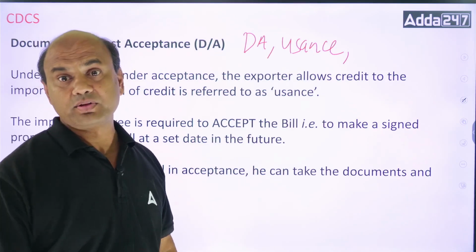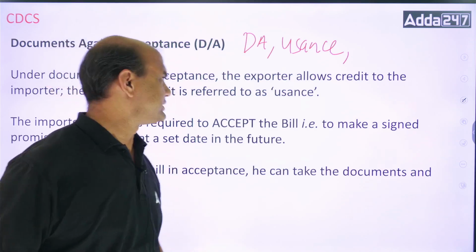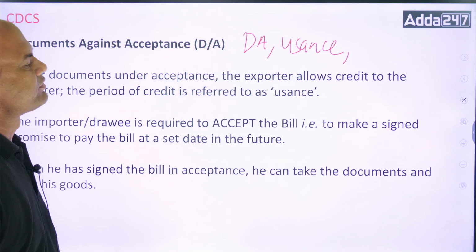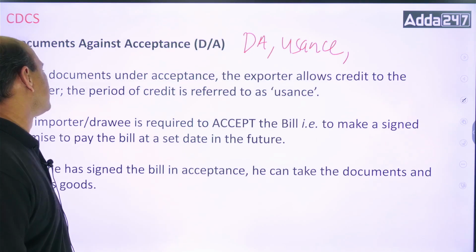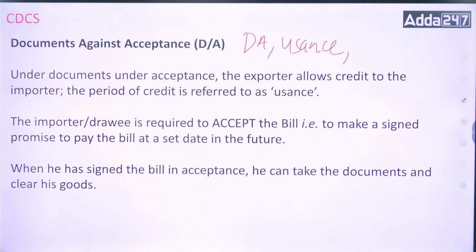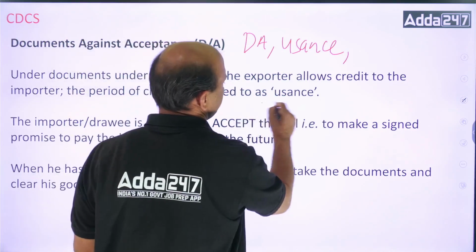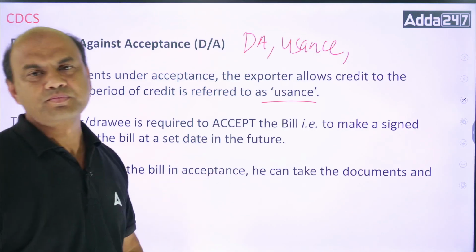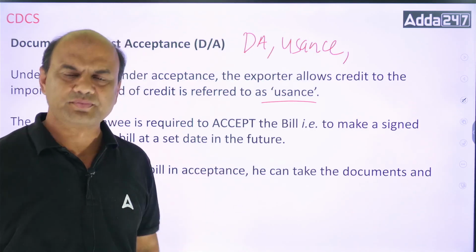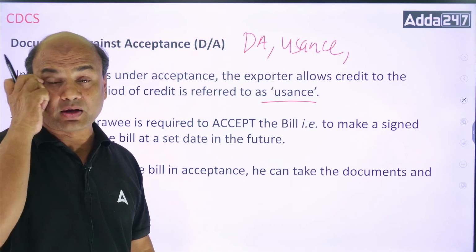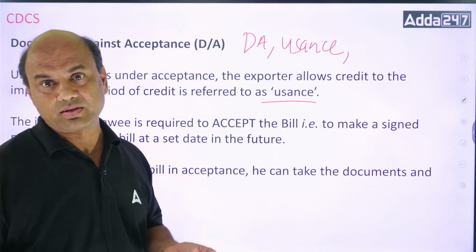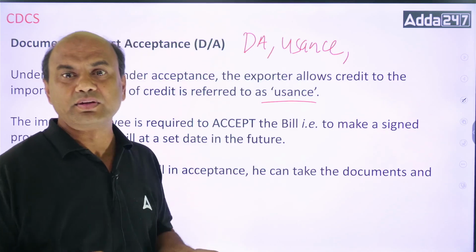Then when is the payment given? Let's see. Under documents against acceptance, the exporter allows credit to the importer. The period for credit is referred to as usance. What do you mean by this? The exporter has sent the goods and the importer will pay after, let's say, 1 month. So actually the exporter has given 1 month on credit.